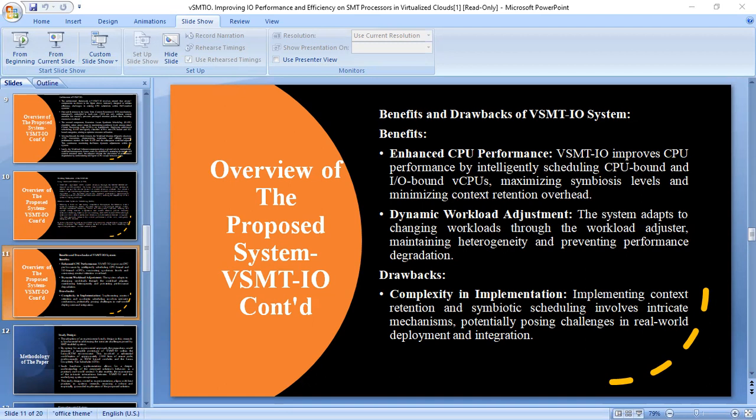VSMT-IO consistently improves the performance of IO-intensive workloads, achieves performance levels comparable to polling, a widely recognized technique for IO optimization. Remarkable efficiency is the second key finding. VSMT-IO demonstrates remarkable efficiency in achieving improvements. It consistently outperforms alternative solutions like polling and halt polling in computation-intensive workloads.